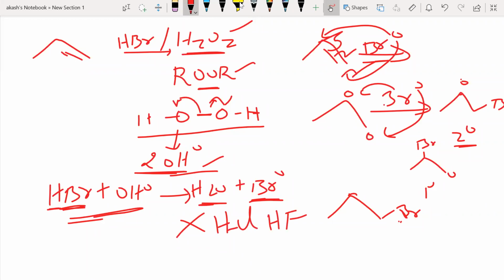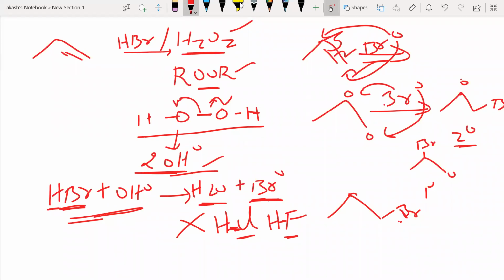Why? Because the HCl bond and HF bond are quite strong, so I cannot remove Cl dot or F dot from these two molecules. Only then obviously that is going to attack and all these things are going to happen, right? So the reason why HF and HCl are not capable of giving anti-Markovnikov's product is because the bond energy for HCl and HF is actually very high, right?